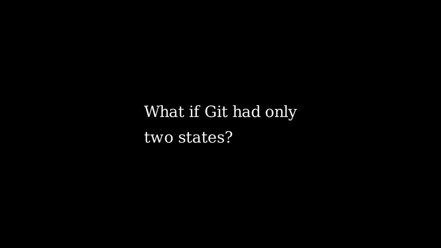Segment 3. Why does Git have 3 states instead of 2? Imagine Git without a staging area. Just 2 states. You edit a file, then you commit it. Simple, right? But here's the problem.